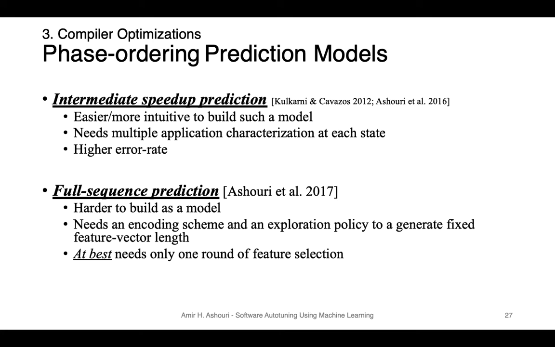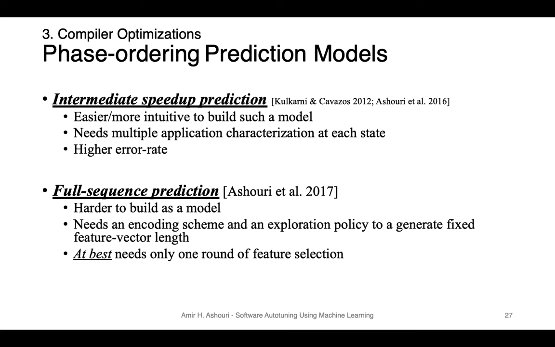Before showcasing my other work, let me describe the 2 techniques involved in performance prediction models targeting the phase ordering problem. We have one called intermediate speedup prediction, which predicts the speedup at each intermediate step of the code. The other one is the full sequence prediction. In one shot, it tells you, for this application, use this sequence, and it brings you the performance that you were expecting from your model.